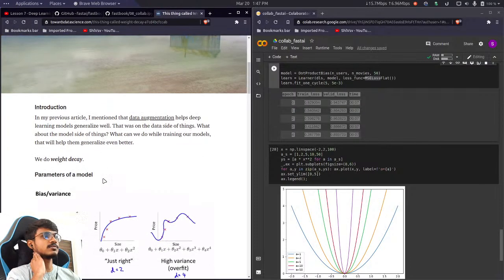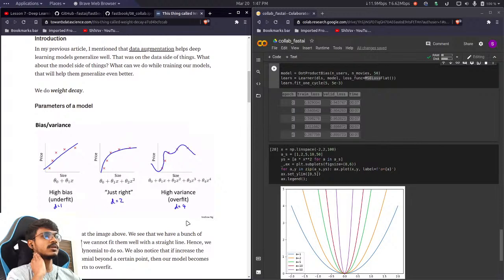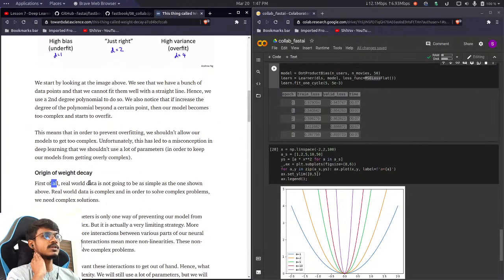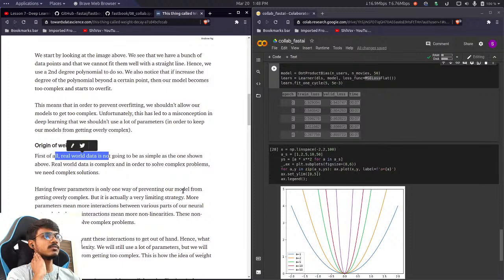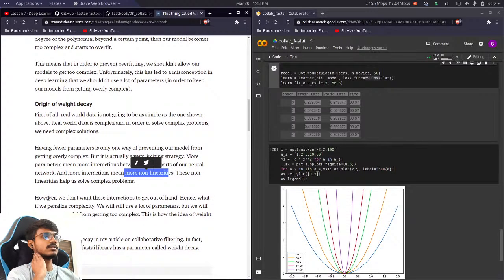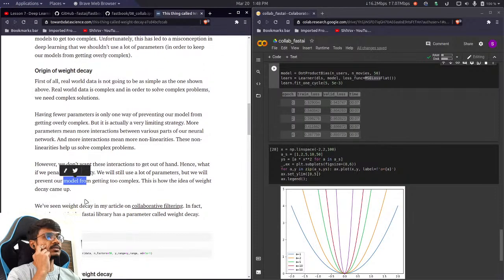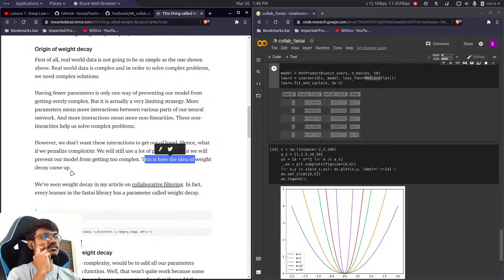The way data was on the data side or whatever model side of things. Weight decay. Okay, I know about underfitting, just right, and overfitting. Origin of weight decay. First of all, real world data is not going to be simple. It is actually very limited, exactly. More parameters mean more interaction and more non-linearities. However, we don't want this interaction to go out of hand. Hence, what if we penalize complexity? We will still use a lot of parameters, but we will prevent that. Okay, I think I'm getting it. This is how the idea of weight decay came up.